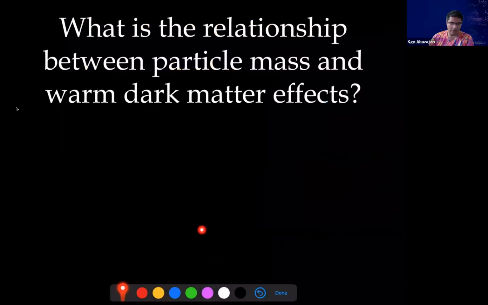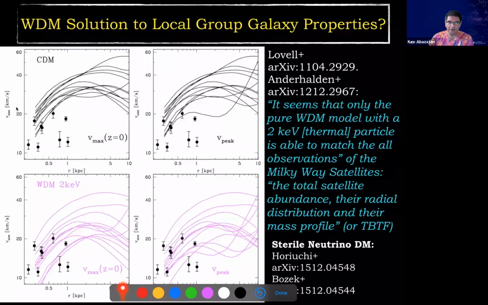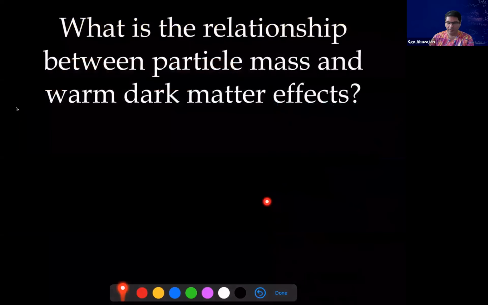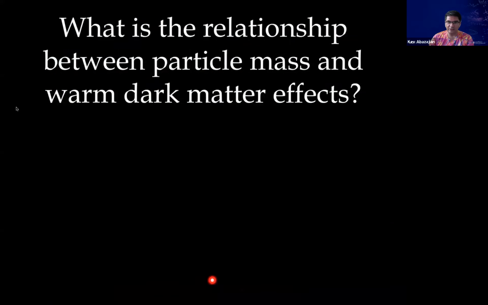But the question is, oh, and one thing to mention here is that at the time there was interest in warm dark matter as being a solution, that the 2 keV scale for a thermal particle warm dark matter is able to match all the observations of Milky Way satellites, including the total satellite abundance, the radial distribution, and the mass profile, meaning they're too big to fail. And so we talked about this at the discussion last time.